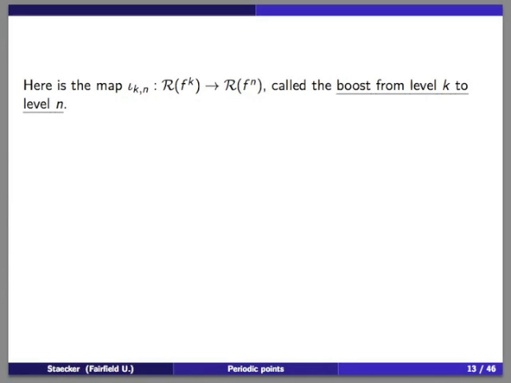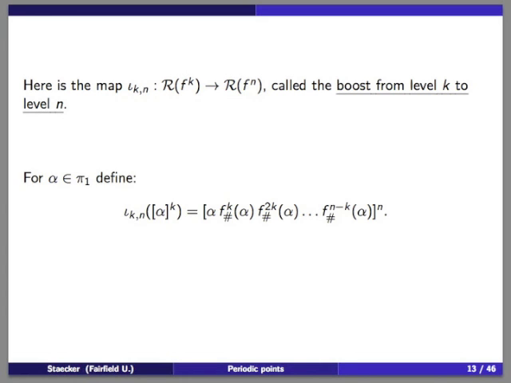Here it is. It's called the boost from level k to level n. So I'm going to write ι_kn. It goes from the Reidemeister classes at iteration k up to level n. And this is the definition.